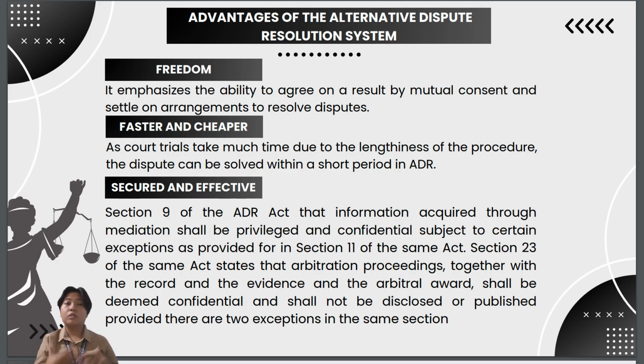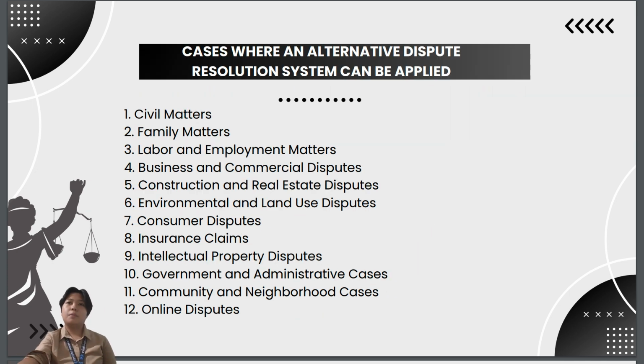Next, it is secured and effective. We all know that court trials shall always be public. However, in the ADR system, there will always be privacy for both parties because under Section 9 of Republic Act 9285, it is stated that information acquired through mediation shall be privileged and confidential, subject to certain exceptions as provided for in Section 11 of the same Act. Additionally, Section 23 of the same Act states that arbitration proceedings, together with the record of evidence and the arbitral award, shall be deemed confidential and shall not be disclosed or published, provided there are two exceptions in the same section.